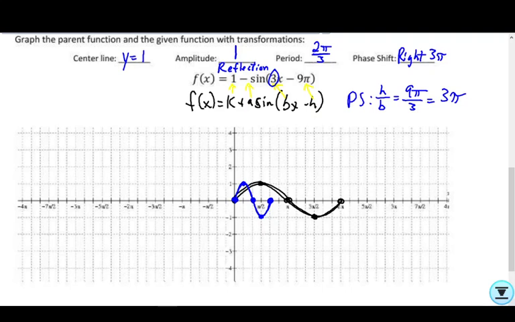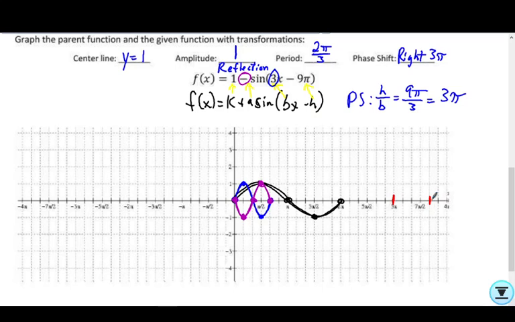Next, we're going to deal with that reflection. So this negative, the zeros stay the same, but now my maximum and minimum switch. So there's that. And then my next transformation, I'm going to shift it to 3 pi. So it's going to start at 3 pi.